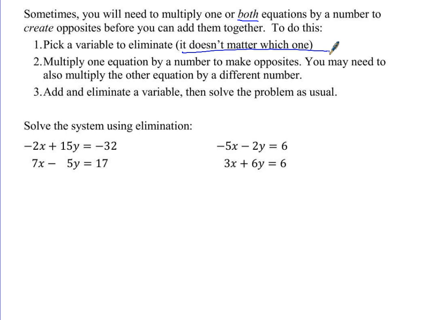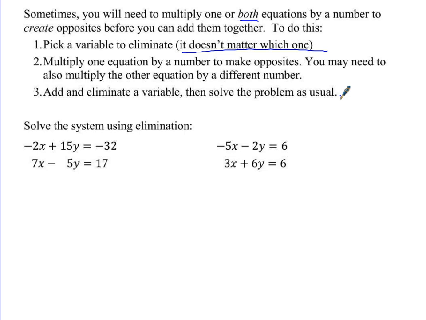Then multiply one equation by a number to make opposites in that variable that you're trying to eliminate. You may need to also multiply the other equation by a different number. We'll see that happen today before we get done with the section. Once you've created opposites, then you can add and eliminate a variable and then solve the problem as usual. So it's like one or two extra steps that you have to do here. They're not that big a deal though. You just got to think a little bit before you just plow ahead into the problem.